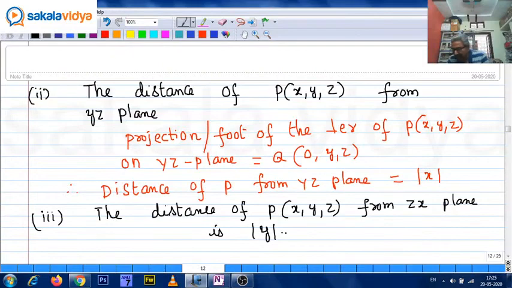Don't get any confusion. If you have any confusion, just recapitulate and recall the foot of the perpendiculars from P(x, y, z) to the respective planes, the xy plane, yz plane and zx plane. Okay? Wonderful. Mod y. Yes, Govind. Right, no problem. You are trying.